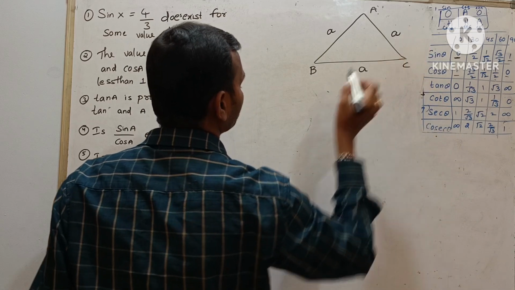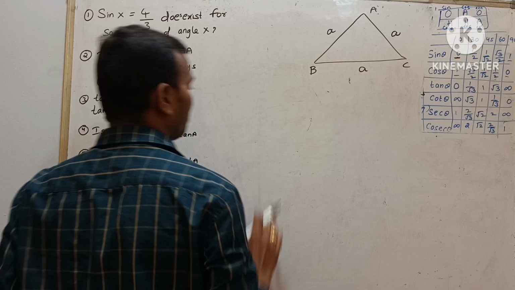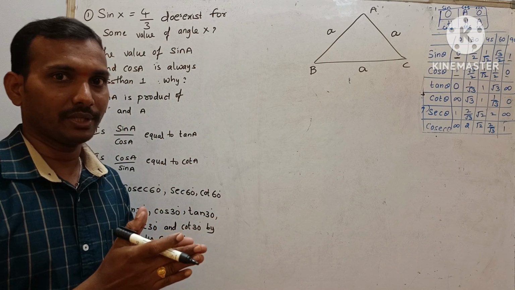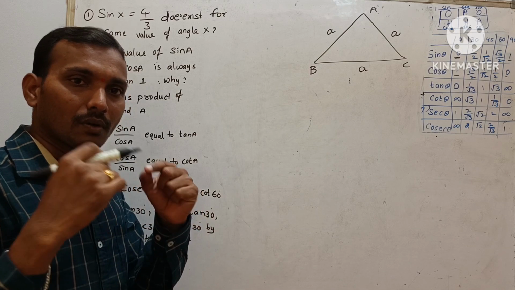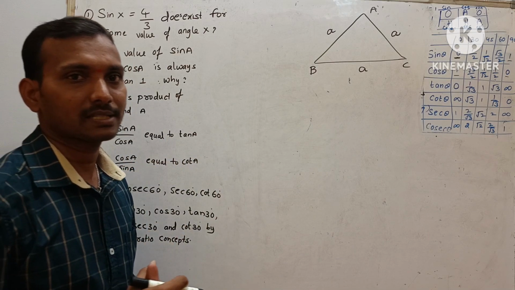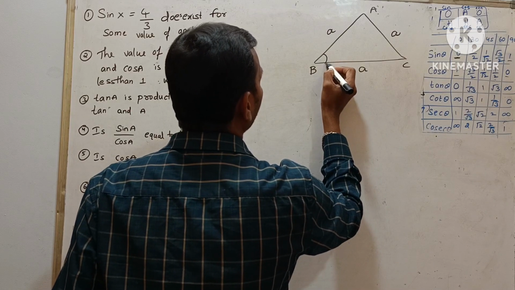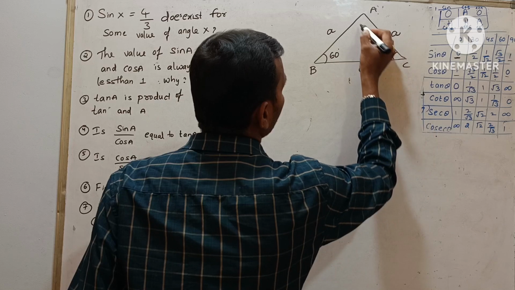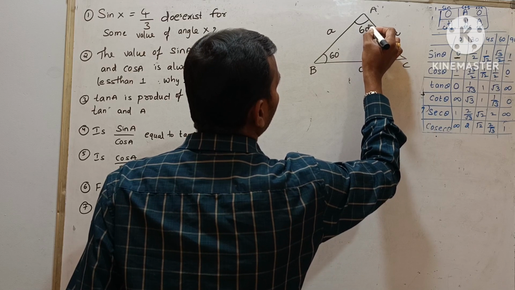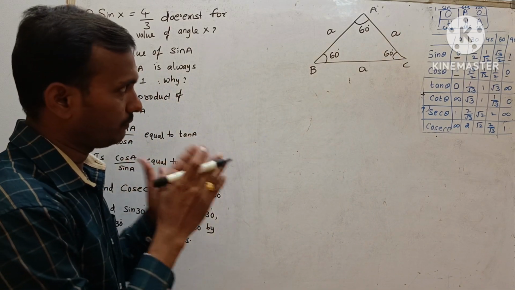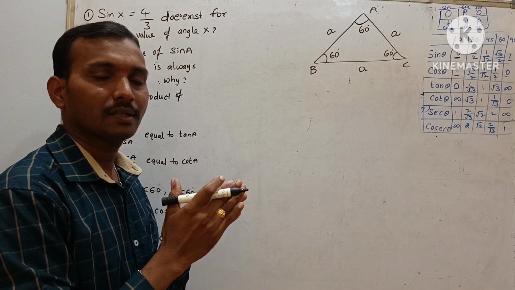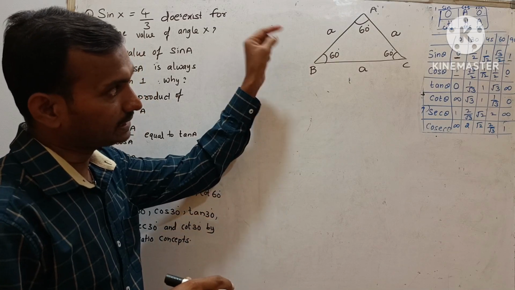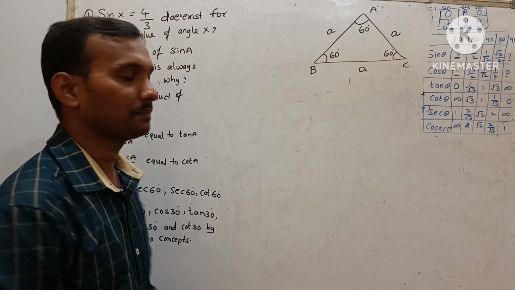Equilateral triangle. So now here the length of AB is A, length of BC is nothing but A unit. AC is also A unit. Now, all the angles of an equilateral triangle are also equal. That is, each angle is 60 degree in an equilateral triangle. First step, take an equilateral triangle. We know that all the three sides of an equilateral triangle are equal, and each angle is also equal.